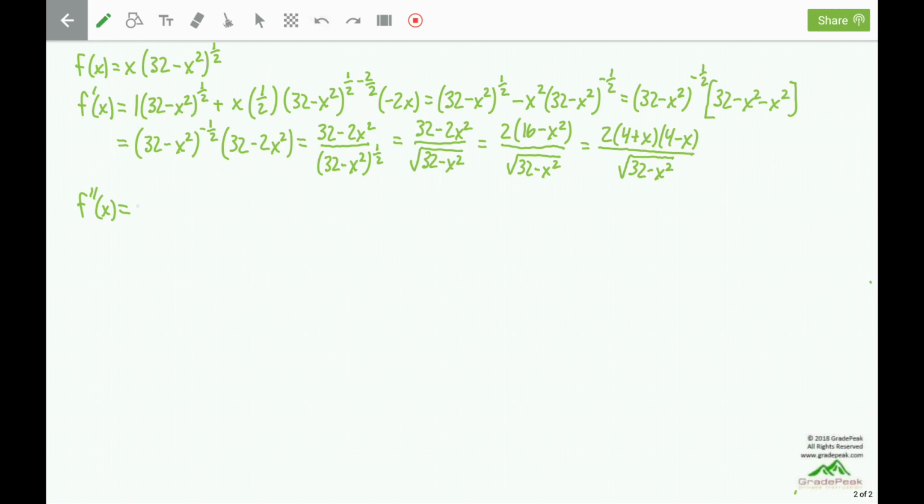Derivative of the first is a power rule. Bring the power down. Leave the inside alone. Subtract 1 from the power. I will call that 2/2. And then multiply by the derivative of the inside to complete the chain rule, times the second left alone, plus the first left alone, times the derivative of the second, which will be a -4x.